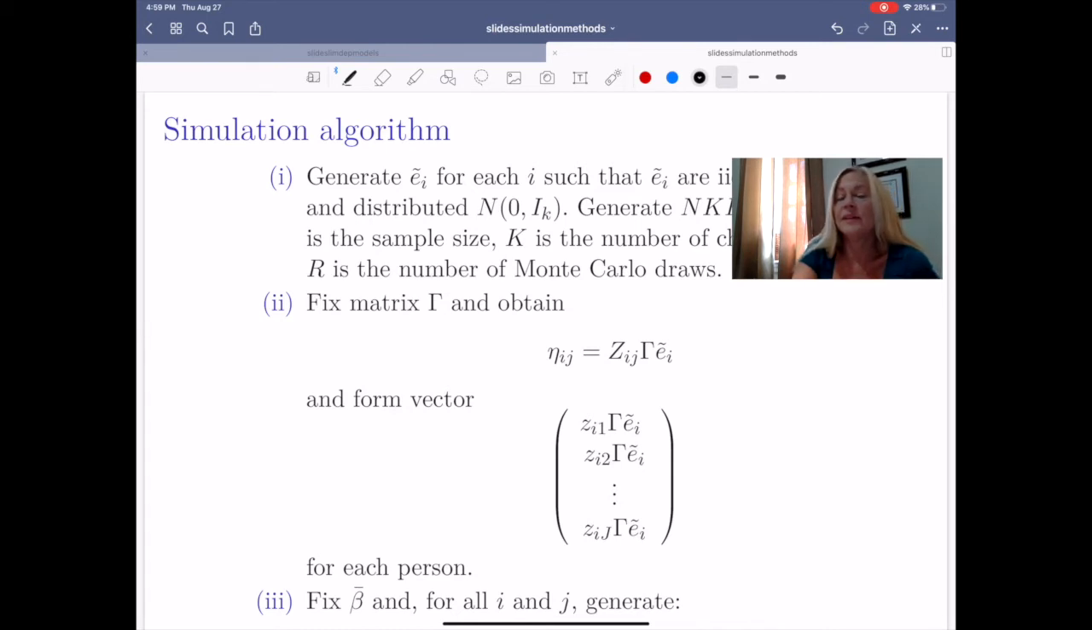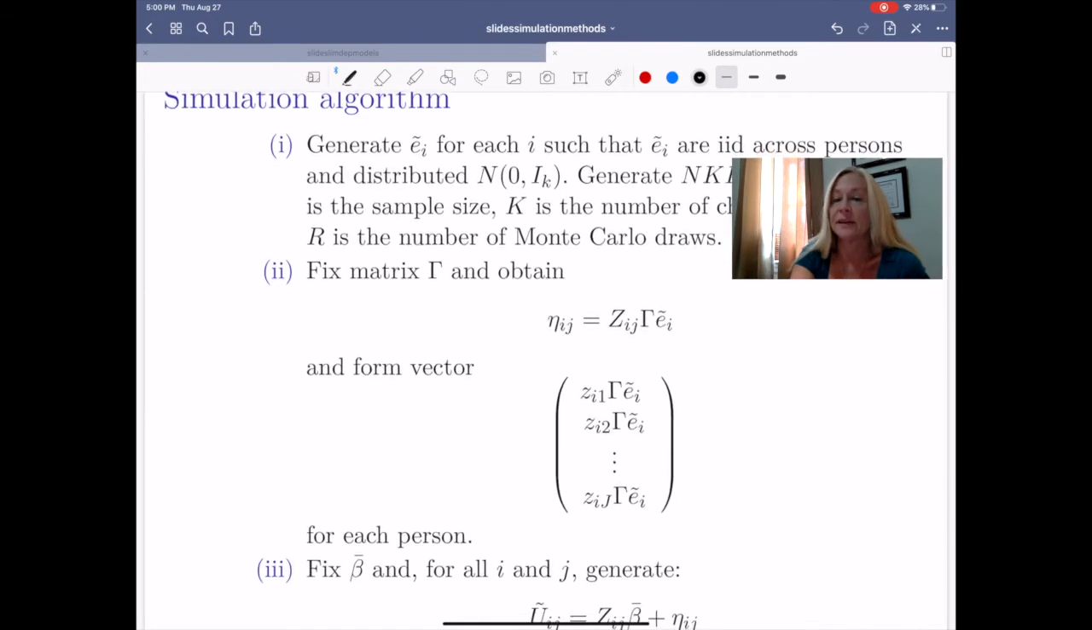All right, so the simulation algorithm: first we're going to draw these e's, and that's just from a normal 0, I, so they're IID across people. And how many draws? Well, we have n people, k characteristics, so the beta is length k, and the epsilon is taste heterogeneity, so the variance covariance matrix sigma epsilon is k by k. And then R is the Monte Carlo draws. So that's how many draws we need.